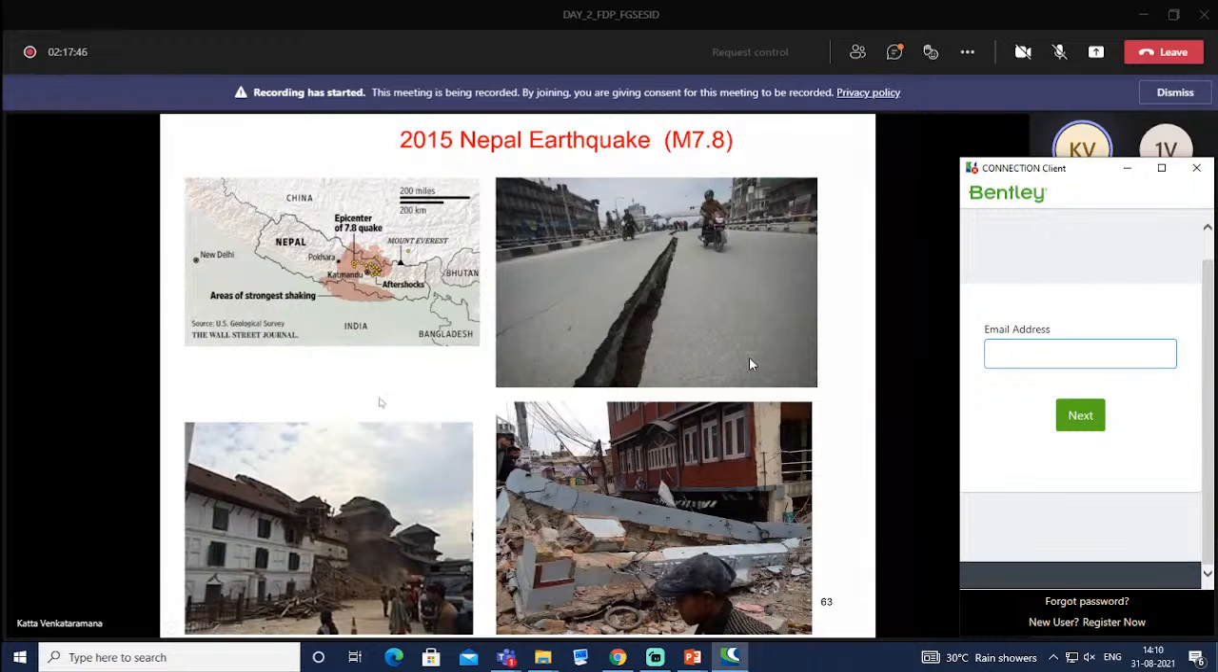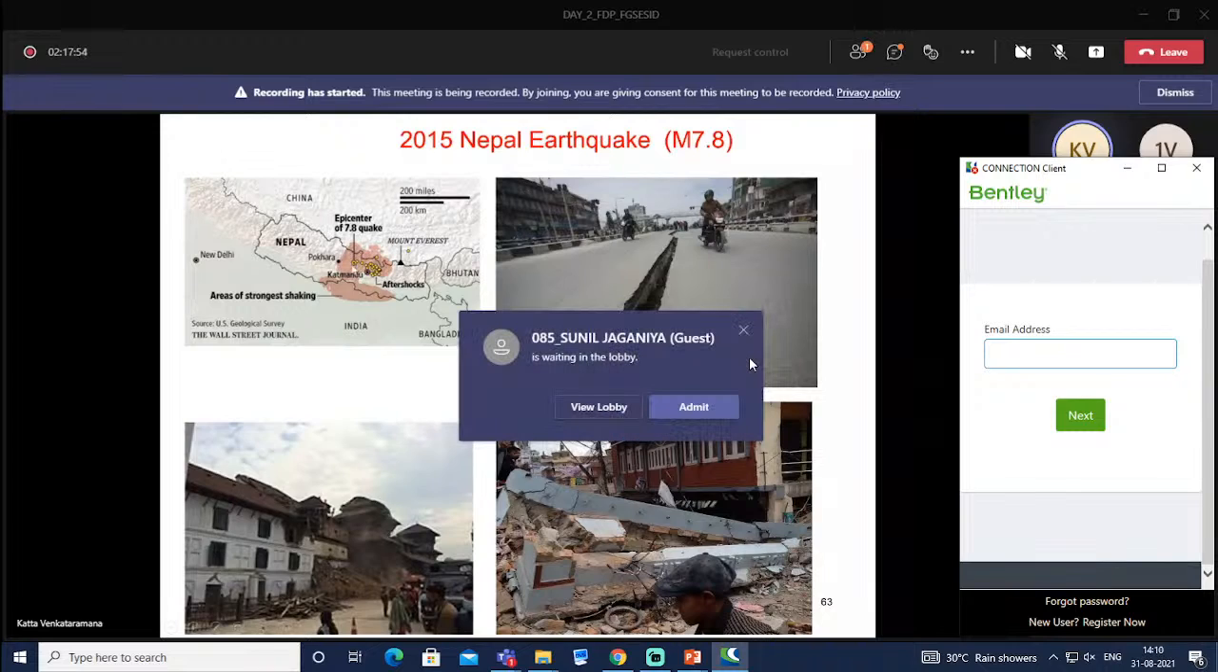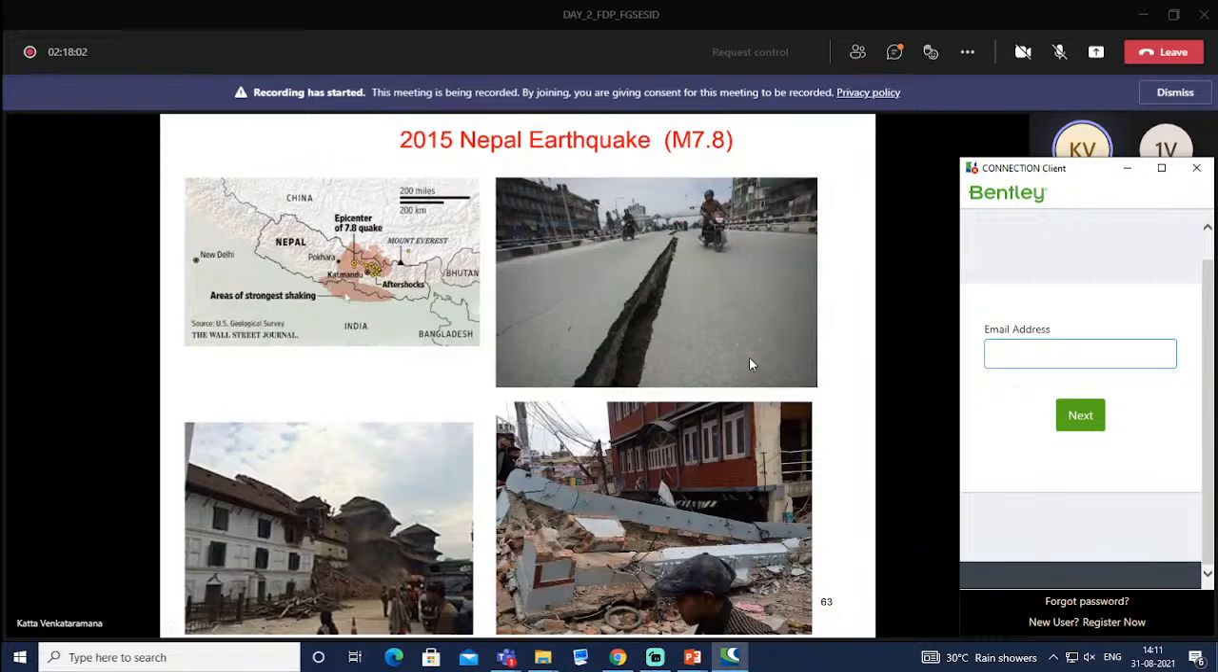This slide shows the 2015 Nepal earthquake, magnitude 7.8. Areas of strong shaking in Nepal and also parts of India, the northern parts of India. This was the epicenter and there were many aftershocks. Nepal has many masonry buildings, so many such buildings were damaged due to this earthquake. Then fissures on the road and also damage to RC buildings.